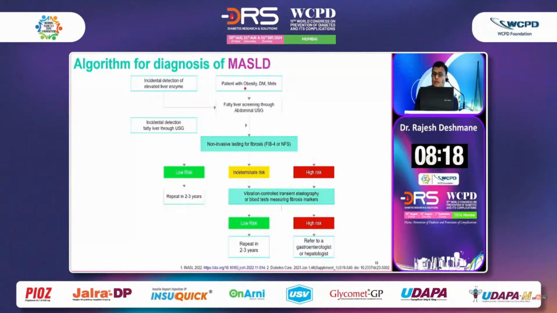So basic screening is USG. If the fat content is high on USG, so liver fat is higher on USG, then you go for a FIB4 or NFS score. These non-invasive tests indirectly tell us whether there is fibrosis. The FIB4 score is a very sensitive marker for fibrosis. If the chances of fibrosis are low, then we can repeat every 2-3 years. If it is intermediate or high risk, then we should do a fibroscan test. If fibroscan is normal, then repeat in 2-3 years. If it is on the higher side, then definitely we have to take action.